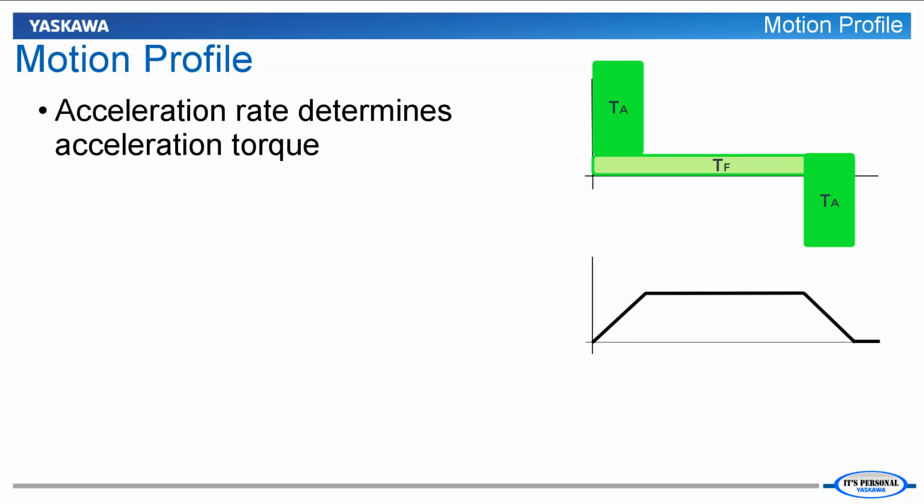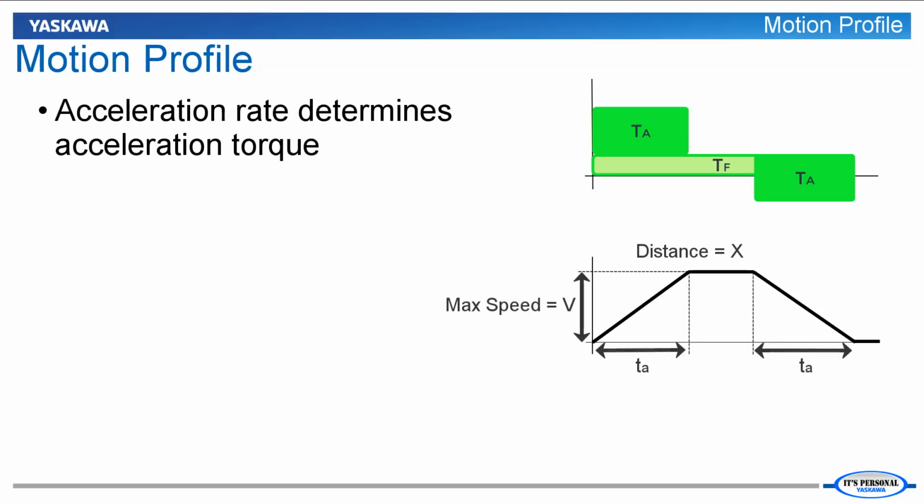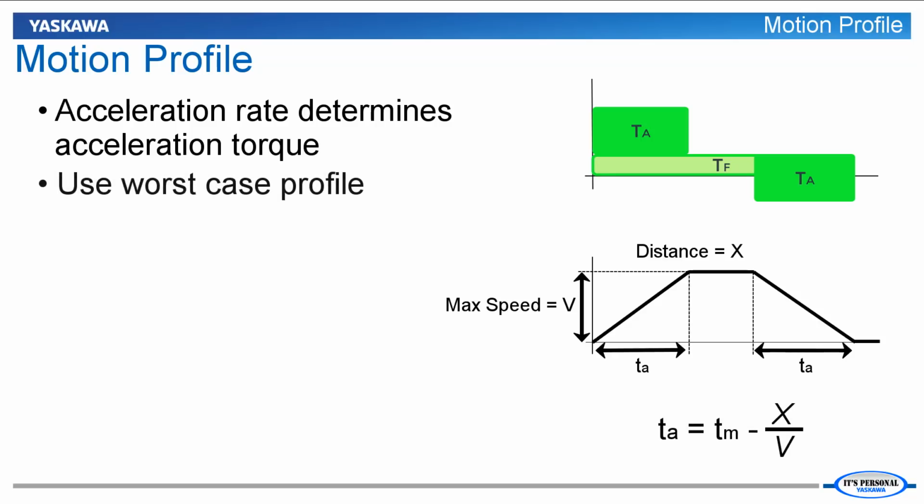As shown in the previous slide, minimizing the acceleration torque is most commonly accomplished by decreasing the acceleration rate while increasing the acceleration time and top speed of the move. When the application's maximum speed, distance, and move time are known, the slowest possible acceleration for a symmetric trapezoidal profile can be found with this equation. It is important to use the worst-case profile for sizing.